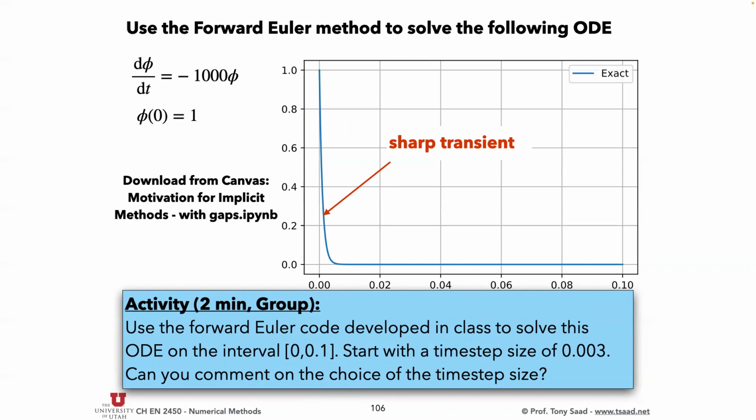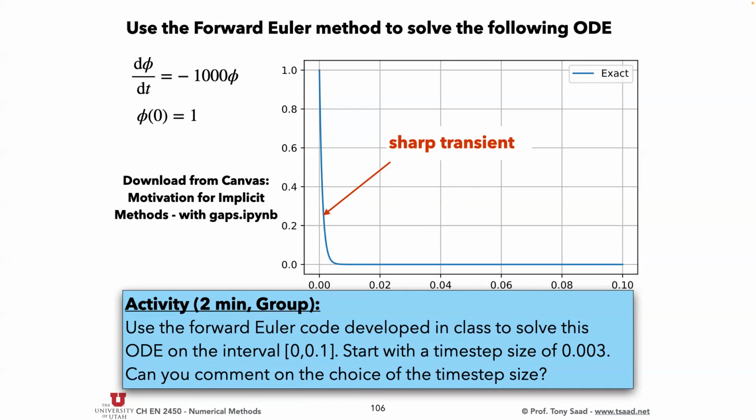All right, so go ahead and download the motivation for implicit methods with gaps. Inside that notebook, the forward Euler method is already built in. Everything is set up for you, and it's all self-descriptive. Try to solve this ODE, d phi by dt equal to minus 1,000 phi, with a few different time step sizes. Start with a time step size of 0.03.